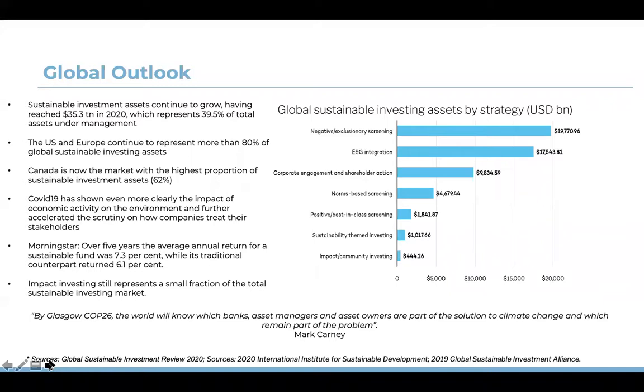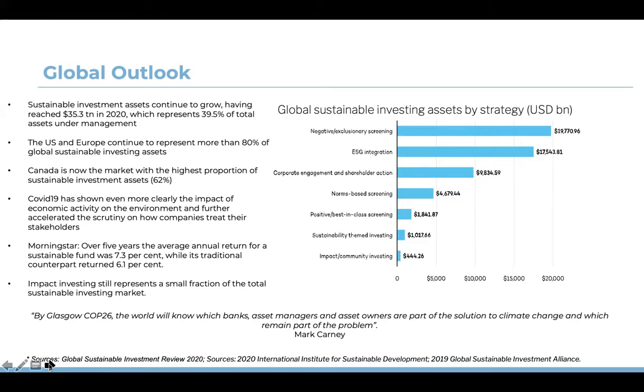You might have seen press coverage around how COVID-19 has really raised the alert and the attention level, both in terms of how our economic activity is impacting the environment. I'm sure you've seen the photos of large industrialized cities, pre and post COVID, but also it has accelerated the scrutiny by investors and stakeholders and regulators on how companies treat all of their stakeholders.